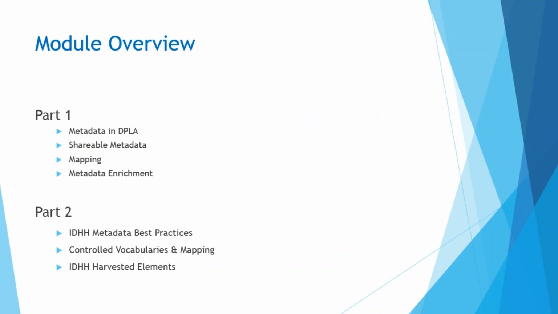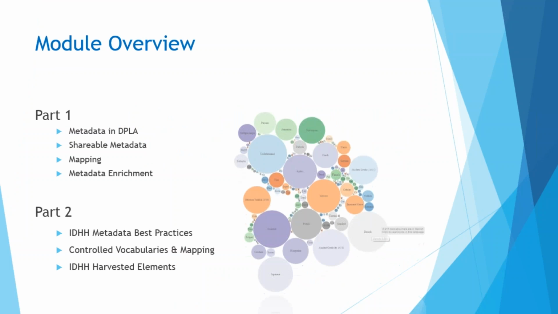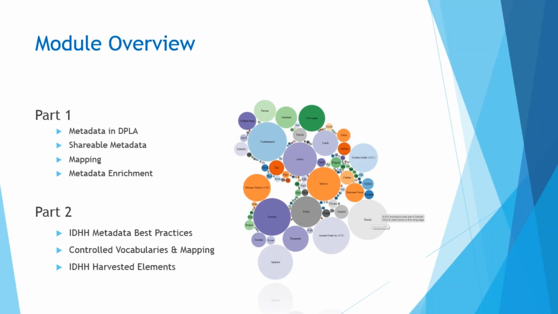So this is going to be broken up into two parts. The first part is going to discuss how metadata functions in DPLA, how shareable metadata works as part of that. And then we'll get a little bit into how we map elements from your local fields to Dublin Core, and then we'll talk a little bit again about the metadata enrichment. We'll give a little bit of time for some questions at that point if you have any questions. If not, we'll move on to the second part.